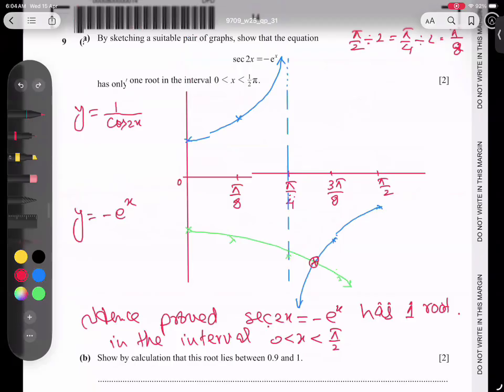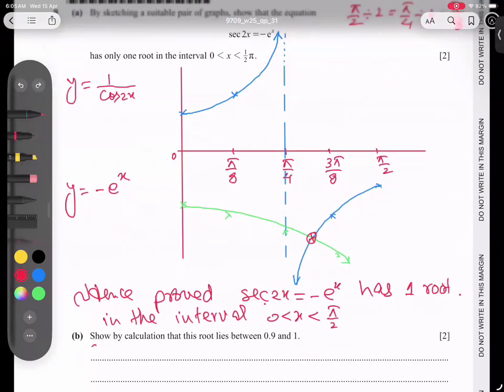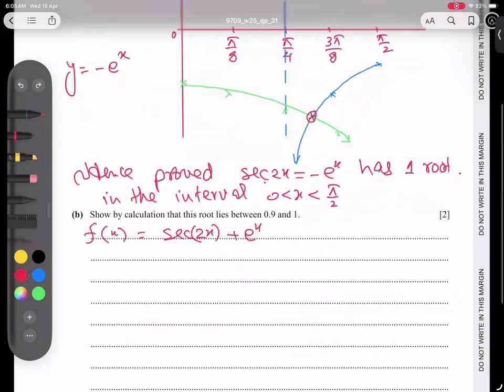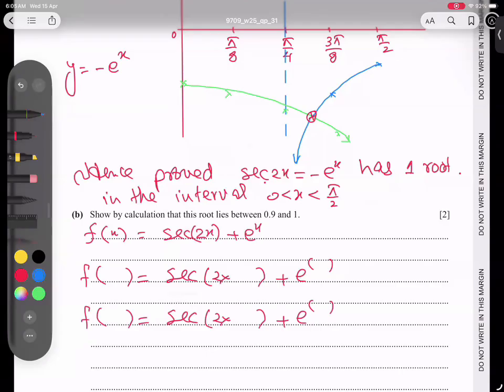So, what to do? Two options: you bring this here or bring it to the other side. Both are okay. I'm giving this a name. So, I'm writing secant 2x plus e to the power x, because this negative goes there, so the sign will change. Now, students, what to do? How many x values? I will leave empty spaces. You can see clearly. I have to plug in one time 0.9, and one time 1.